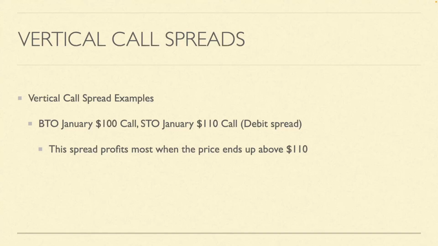The most you can gain is the strike difference minus the amount paid, in this case $10 minus whatever it cost to open. If it cost $5 to open, then the max gain would be $5, which would double your money. The less you pay, the higher the max return you can get.